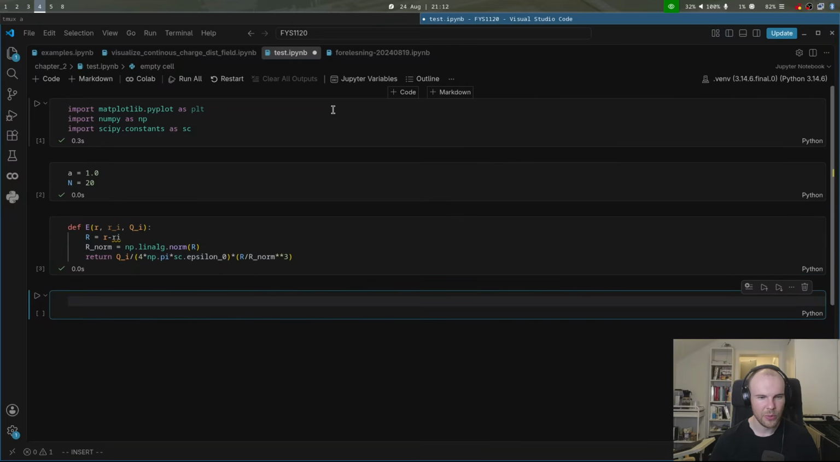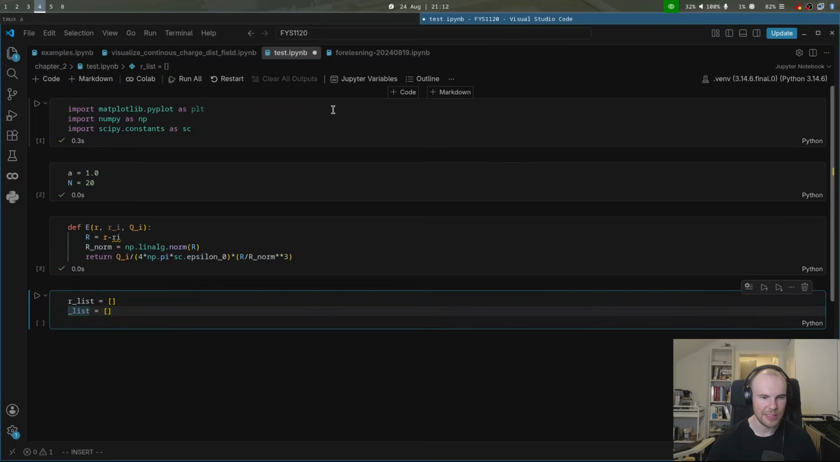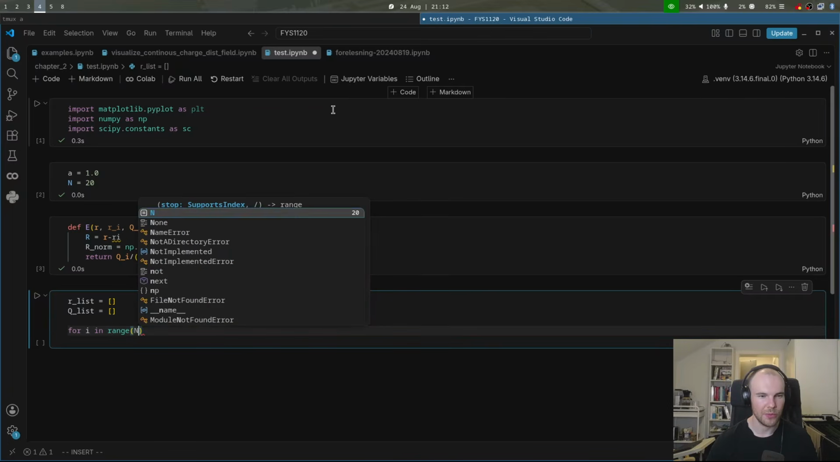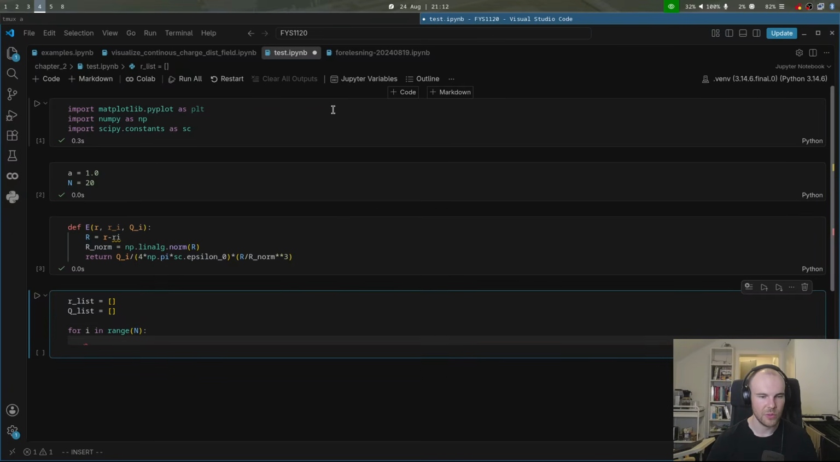Now we want two lists. I want the R position and the Q position, right? So I want R list, just an empty list, and then Q list as well. And then I want to loop through. So I need to go for i in range. And then what do I want? What's the range? Of course, that n, which is 20.